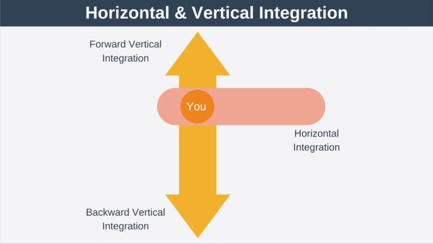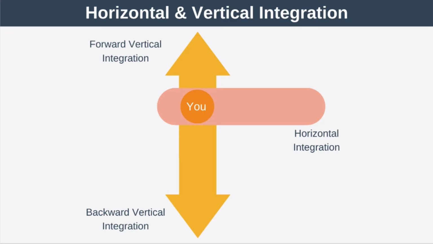Now, thinking back to our diary example, a horizontal integration you could make would be to acquire another diary seller just like your business. In contrast, a vertical integration might be to acquire your diary manufacturer. A company is vertically integrated when it owns more than one level of its supply chain. Now, there are in fact two types of vertical integration, forward and backward.